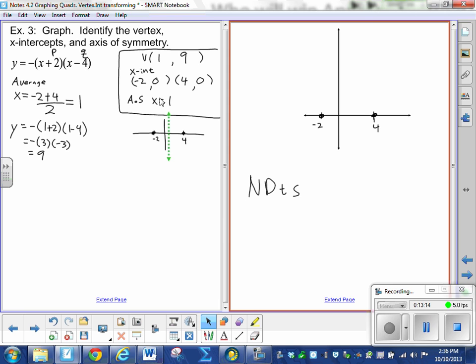Next thing that we found was our vertex, which was at 1 comma 9. So let's say 1 is about right here. And then 9, plus 9, so we'll go way up here and say that's a plus 9. This is where not drawing to scale kind of helps out, because then you don't got to make all those little marks. So it's coming down this way, draw your smooth curve.